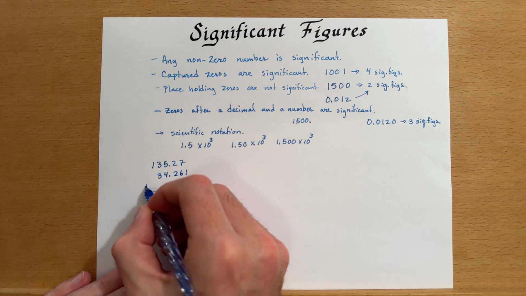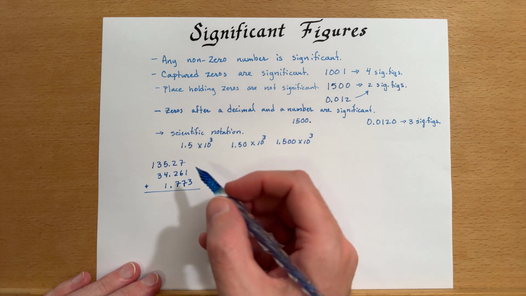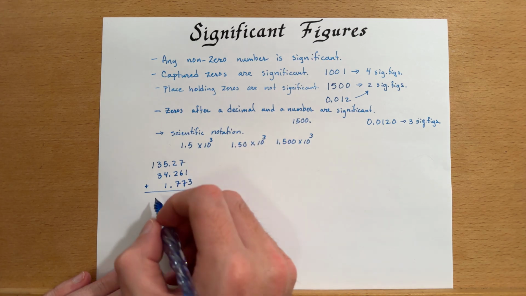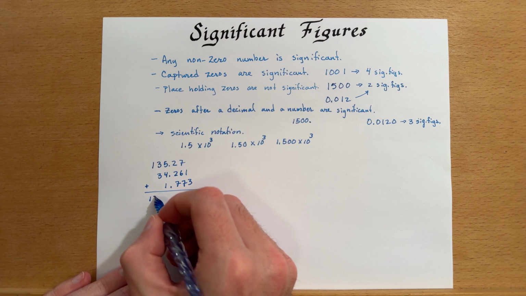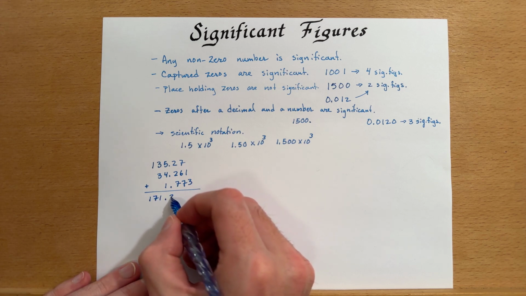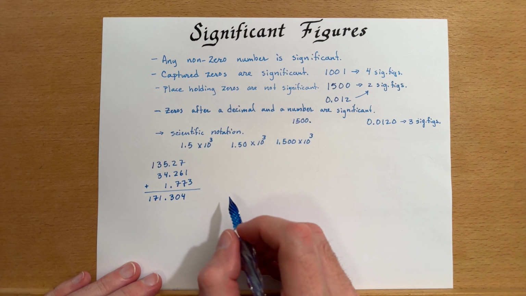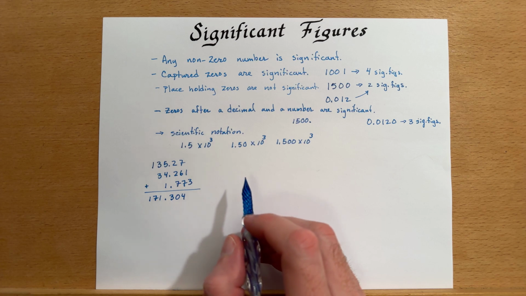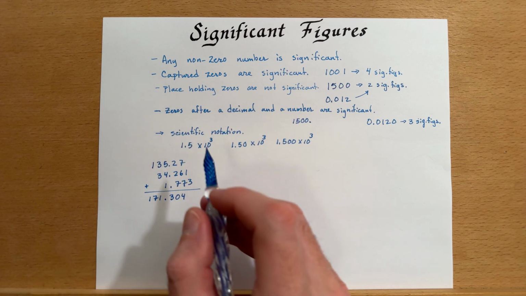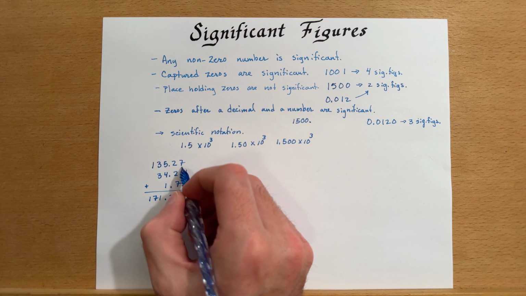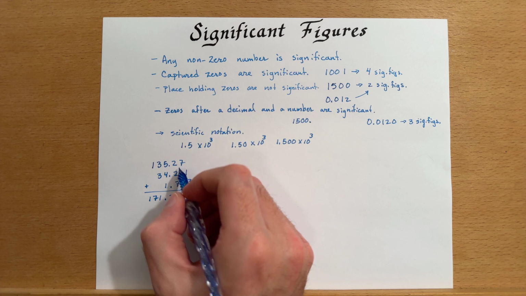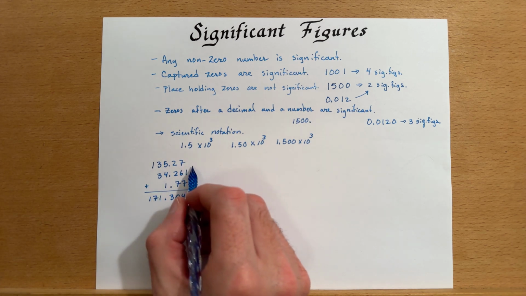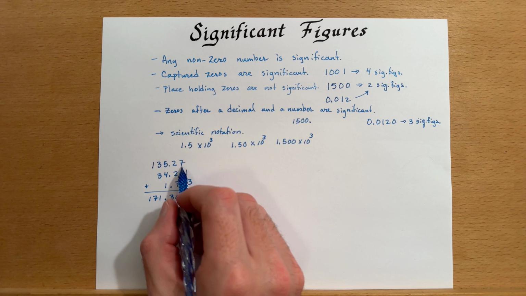and we simply put those numbers in our calculator and add them up, we will get 171.304. Now the rule for addition and subtraction is that we go to the last decimal place, and that is how many significant figures actually matter. So if I look at this number right here, this actually has 5 significant figures in it.